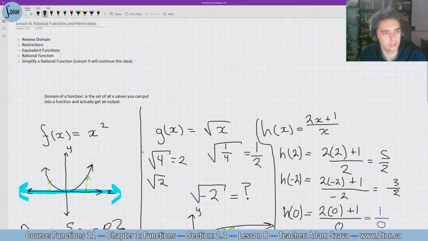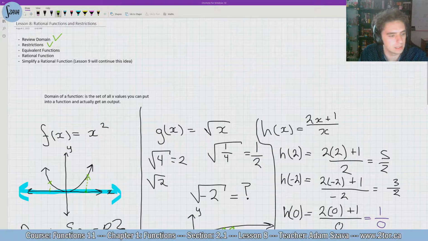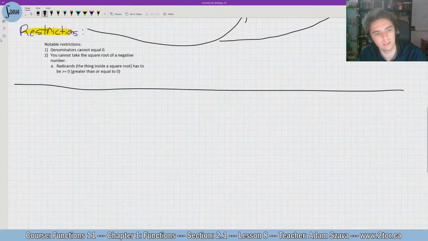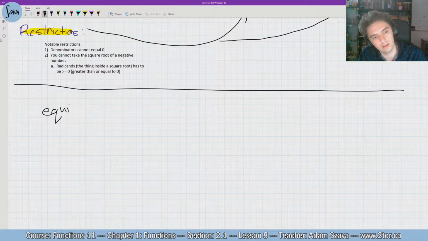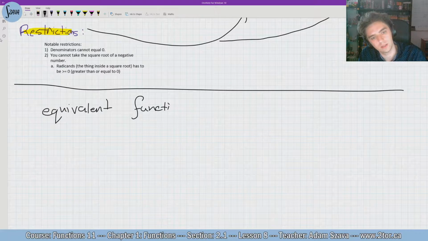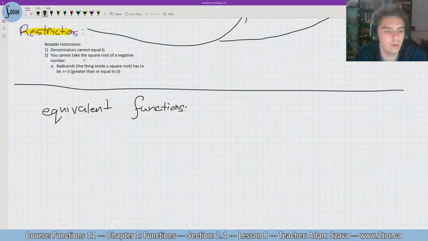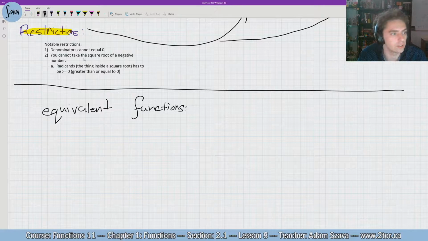Okay, so let's see what we've done so far. So far, we've reviewed domain and we talked about restrictions. Let's move on now to equivalent functions. Here we are looking at when two functions are equal. When is one function equal to another function?